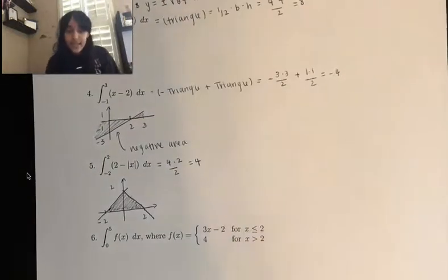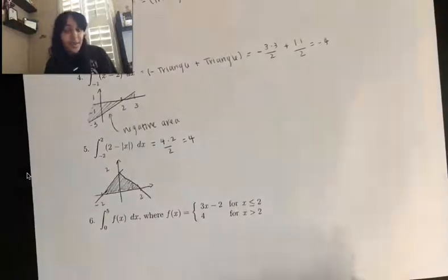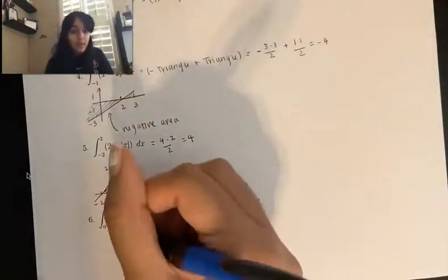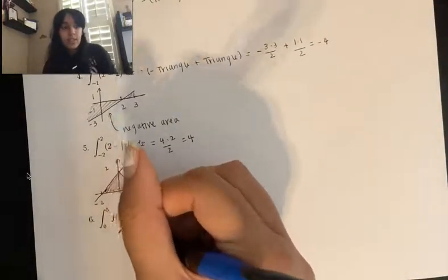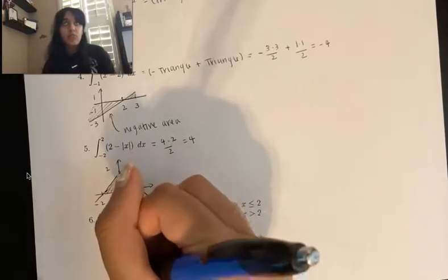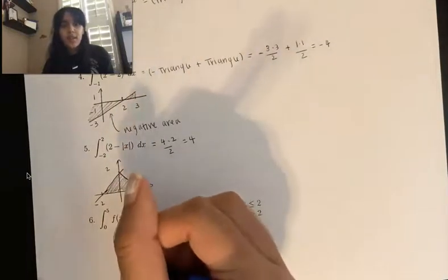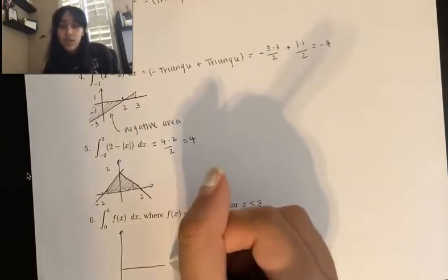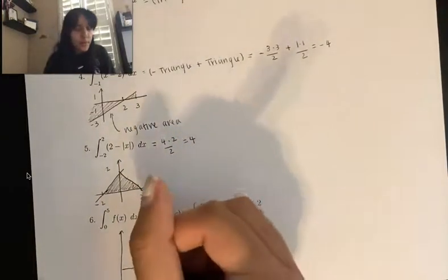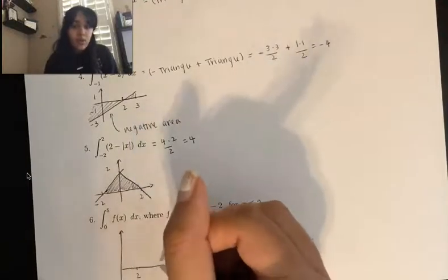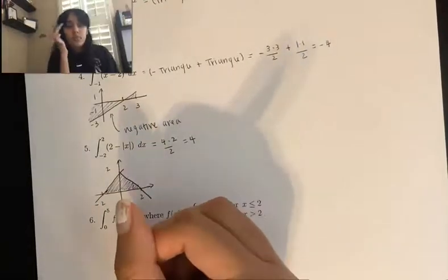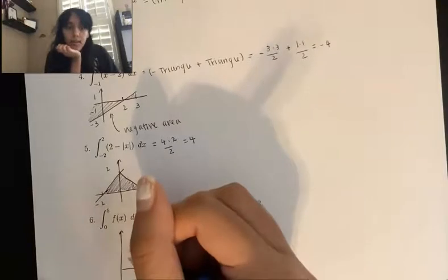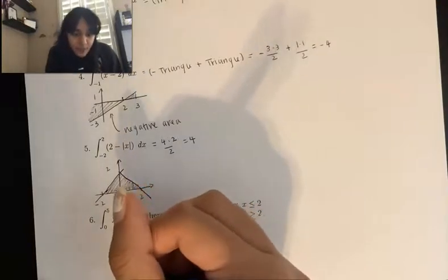Now number 6. This one looks a little scary, but we're totally fine. It's basically just putting together two different shapes. It's not much harder than anything that we've been doing before. So we're just gonna draw this one by one and get through it.